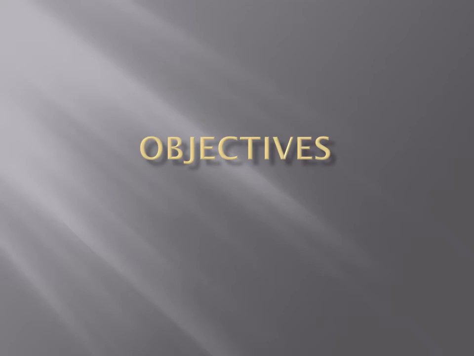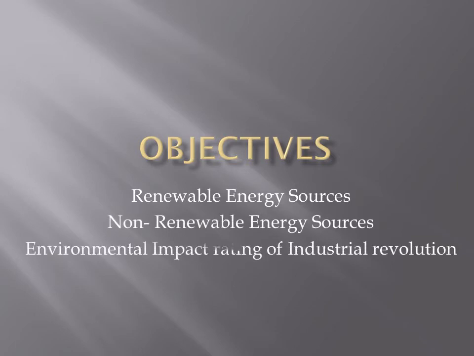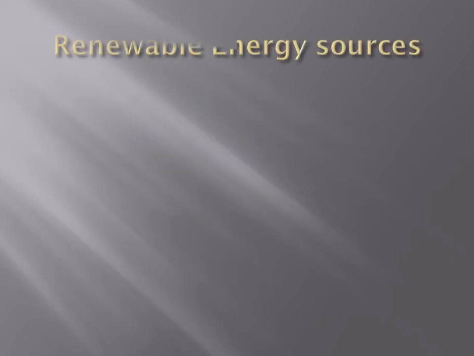We are going to take class 7 biology, and in this lesson we are going to learn about renewable energy sources, non-renewable energy sources, and environmental impact rating of industrial revolution. So let's start. First of all, renewable energy sources.